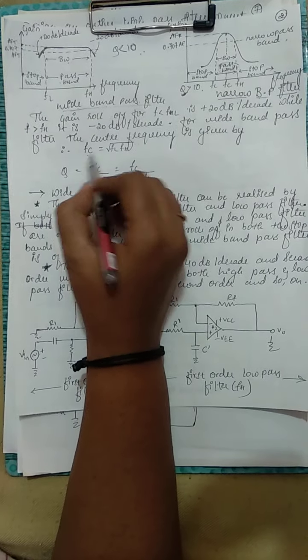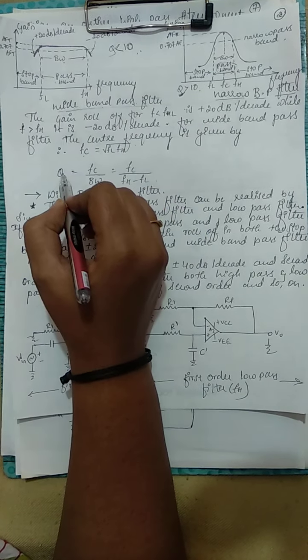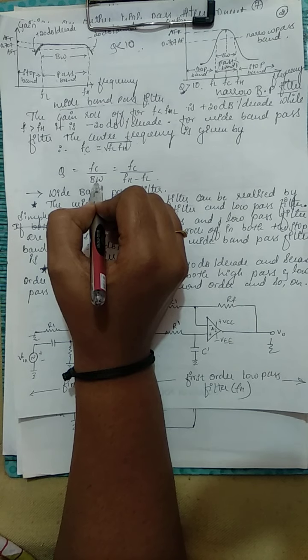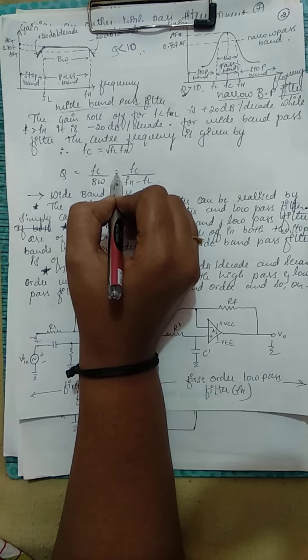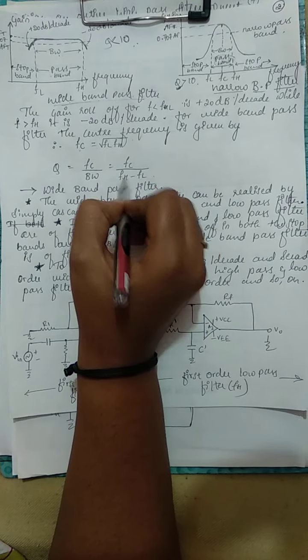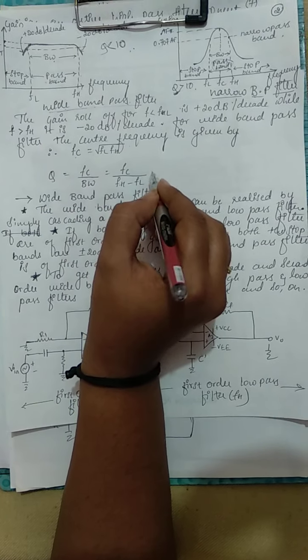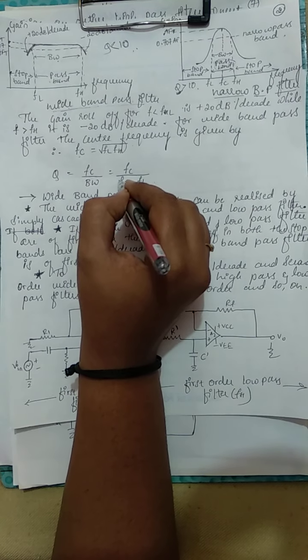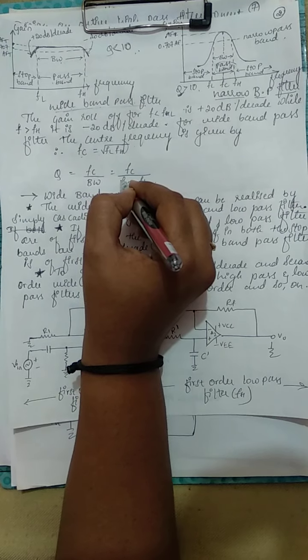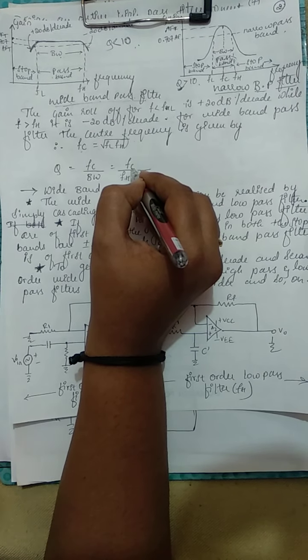Therefore, FC is equal to the root of FL into FH. So Q is equal to FC by bandwidth, that is FC divided by FH minus FL. This equation shows the relationship between quality factor and bandwidth with the center frequency, that is FC.